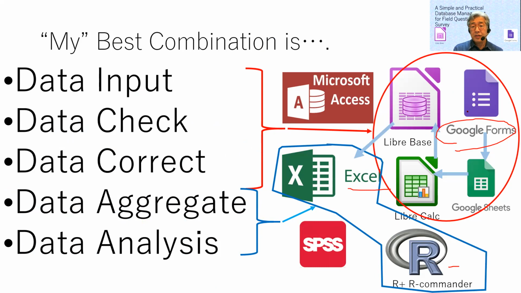So first you put the data in the Google Form, later extract it to the Google Sheet. This data sheet is then exposed to Libre Calc, then later exposed to LibreBase, and finally extracted out to Excel. So this is the best combination for me. Okay.